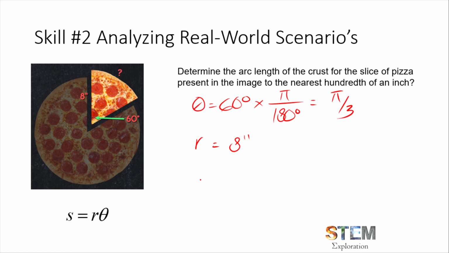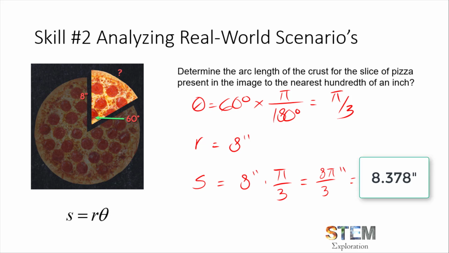And if we want to find our arc, we just take that 8 inches and multiply it by pi over 3. And therefore, the arc length of the pizza crust will be 8 pi over 3 inches. And if we do a little math on that, we would find that this is equal to 8.378 inches in length. And that would be the arc of your pizza crust.